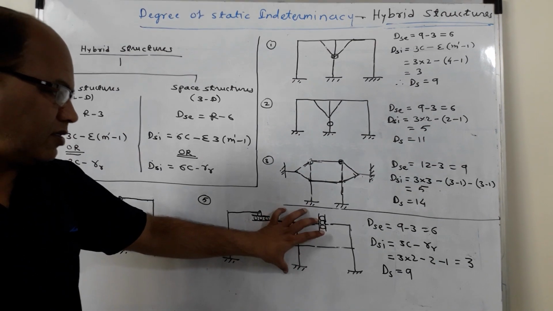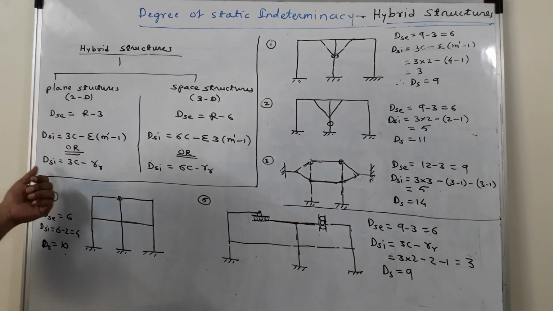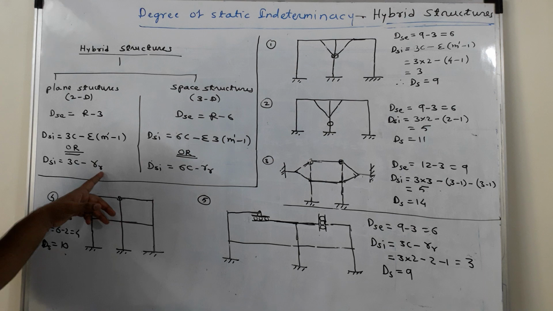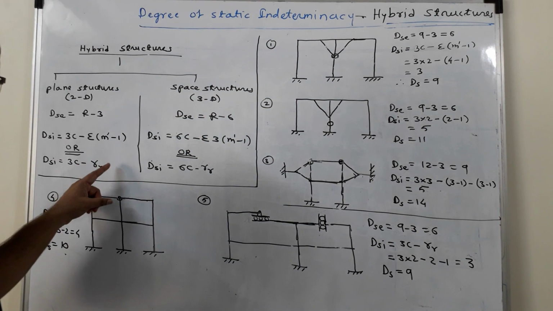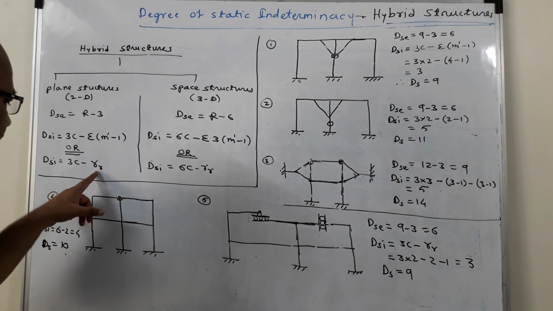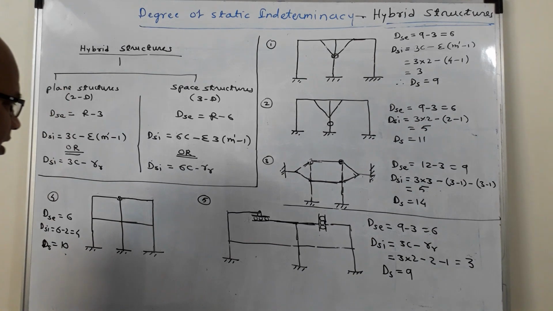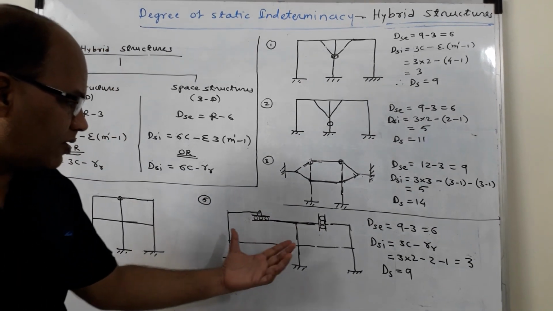Now in such cases, I am just making one modification. In case of plane structures, DSI is given as 3C minus RR, instead of using minus summation of m dash minus 1. So this term RR is nothing but number of internal reactions which are released. So internal reactions released is RR. Here also DSI is equal to 3C minus RR. Now let us see how to get the degree of static indeterminacy in this case.